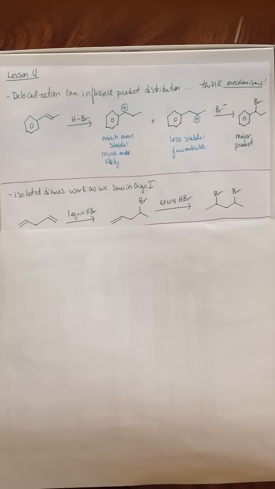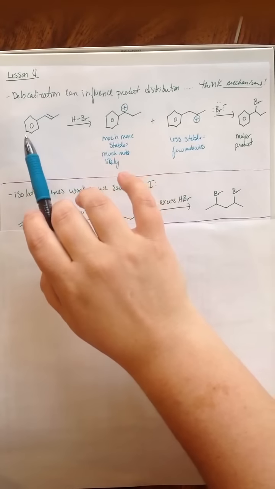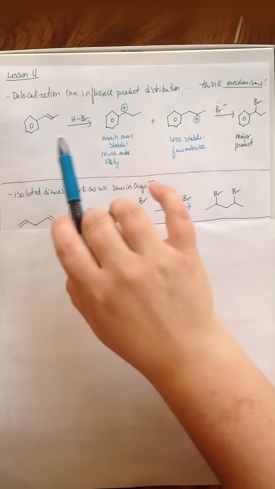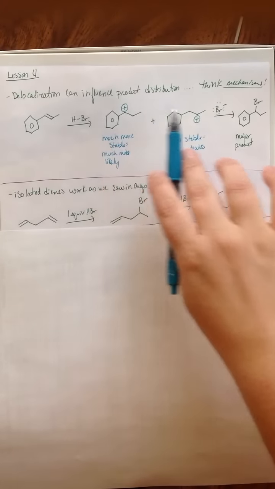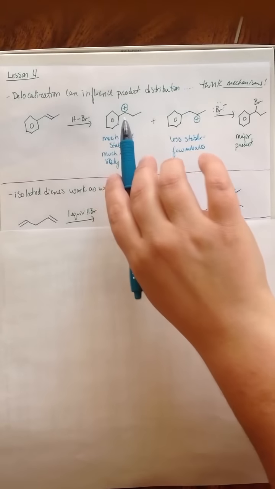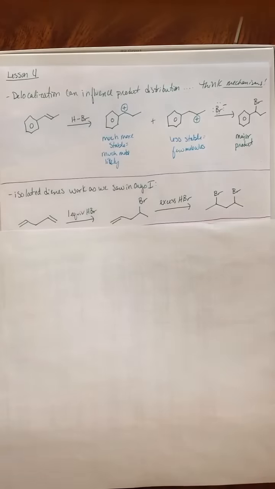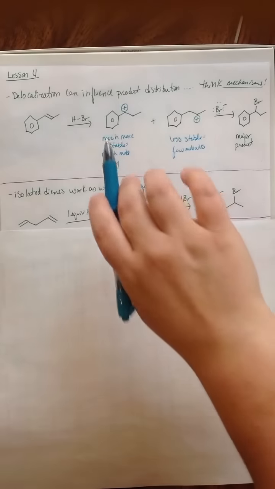Okay, in the same way that pKa can be affected by delocalization of electrons, delocalization can also influence product distribution. So what I mean by that is if you have this type of structure and you add HBr to it, we could end up having a positive charge either here or here, depending on where hydrogen goes. But this is much more likely to occur because this is a benzylic carbocation. So when you look at a population of molecules, a vast majority of them are in this state.